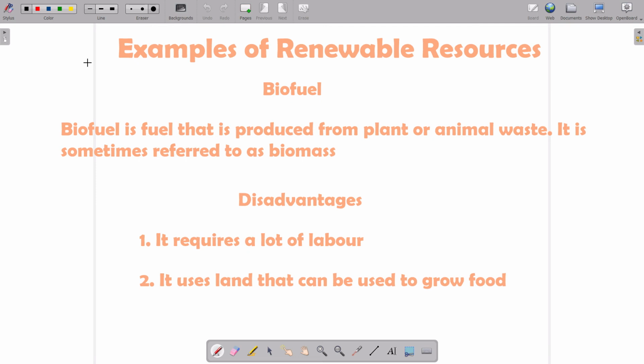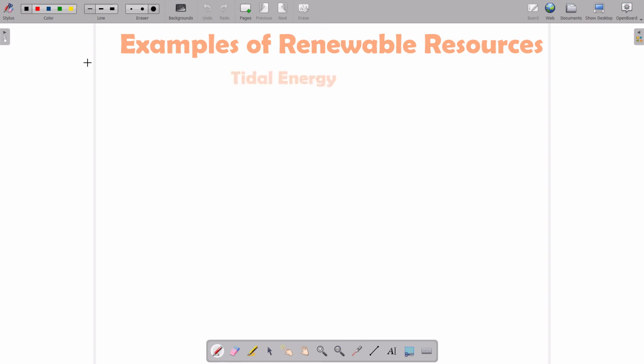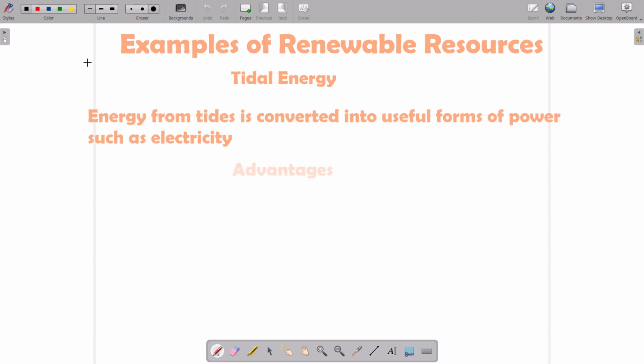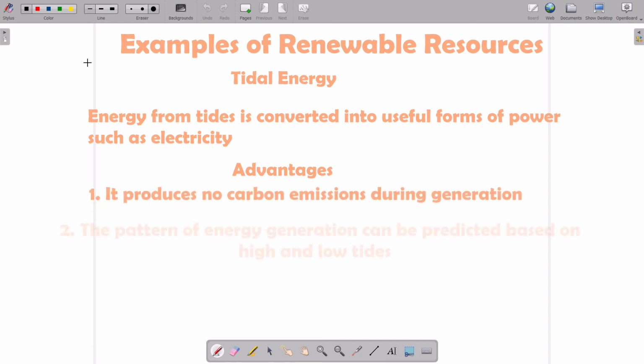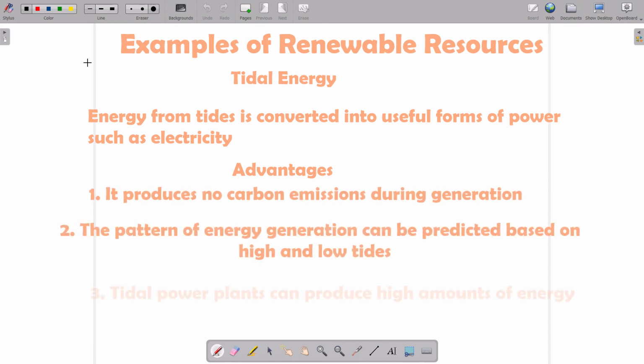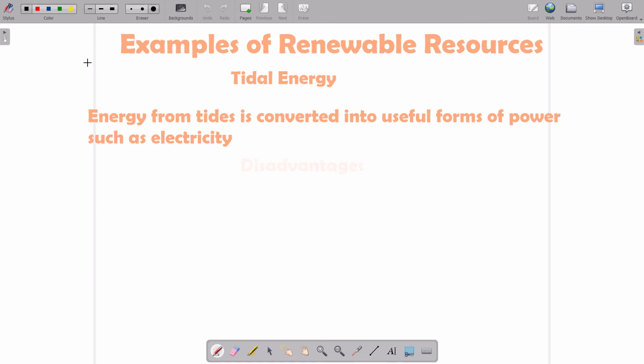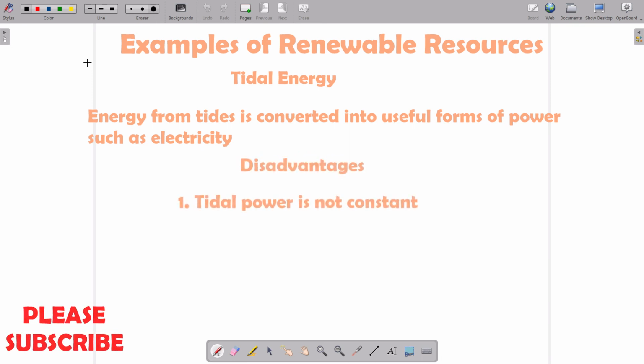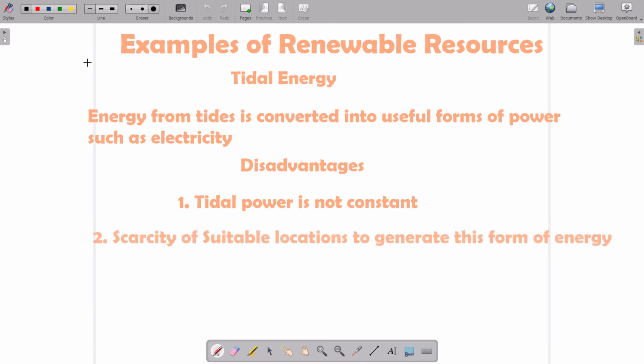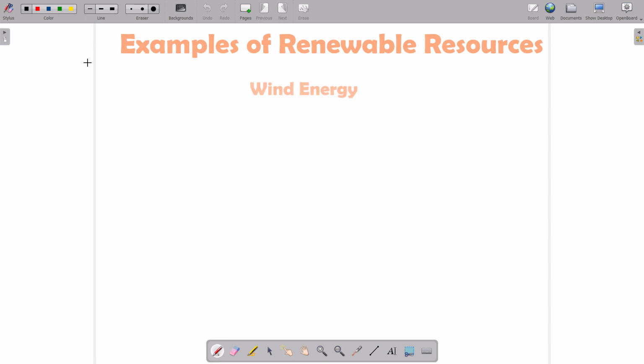Tidal energy, we are talking about tides of the sea. Energy from tides is converted into useful forms of energy such as electricity. Advantages: it produces no carbon emissions during generation. The pattern of energy generation can be predicted based on high and low tides. And tidal power plants can produce high amounts of energy. Disadvantages: it is not constant because tides rise and fall. There's scarcity of suitable locations and there is high construction cost associated with this.